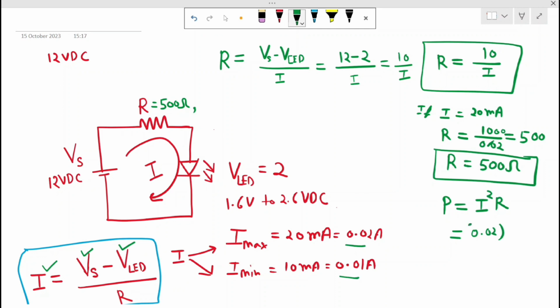I we know, 0.02 squared into R, which is 500. So if we calculate this, we will get 0.2 watt power.